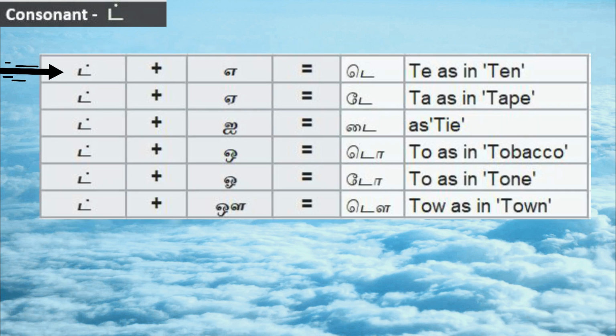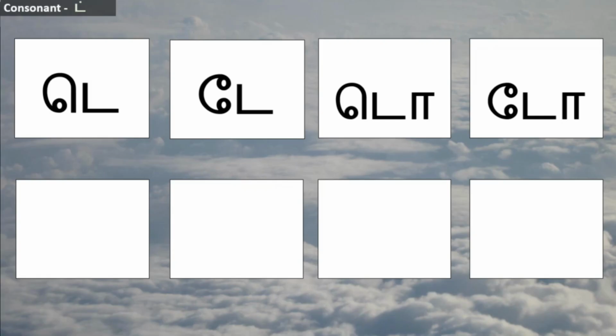See the table. It combines with A and produces the sound te. It combines with A and produces sound te as in tape. It combines with I and produces sound tie. It combines with O and produces sound to as in tobacco. It combines with O and produces sound to. It combines with ow and produces sound tau. Now let us see how to write te, to.